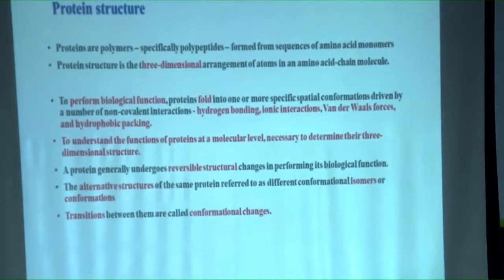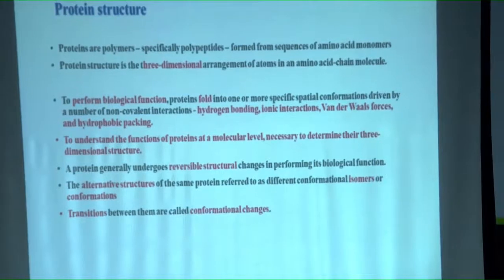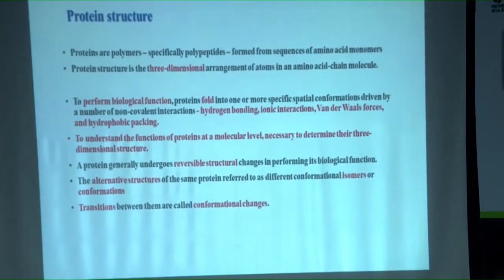So now coming to the protein structure. This structure means a three-dimensional structure, and this structure is formed by the repeated folding of the polypeptide sequence, and there are several hydrogen bonds and ionic interactions. They bind together by van der Waals forces and a few hydrophobic packing. To understand the function of the protein at the molecular level, it is very necessary to determine the 3D structure of a protein.